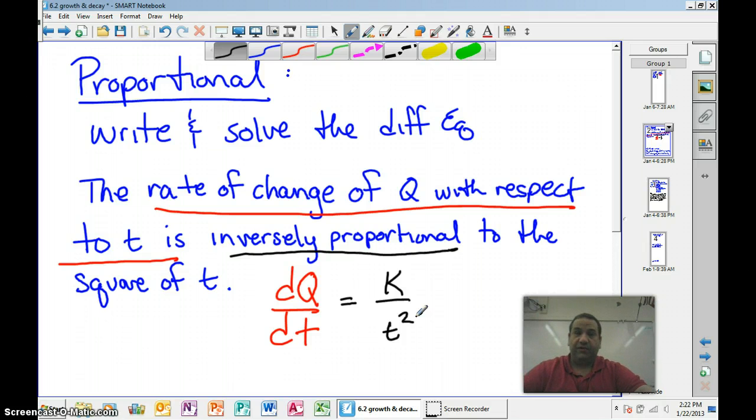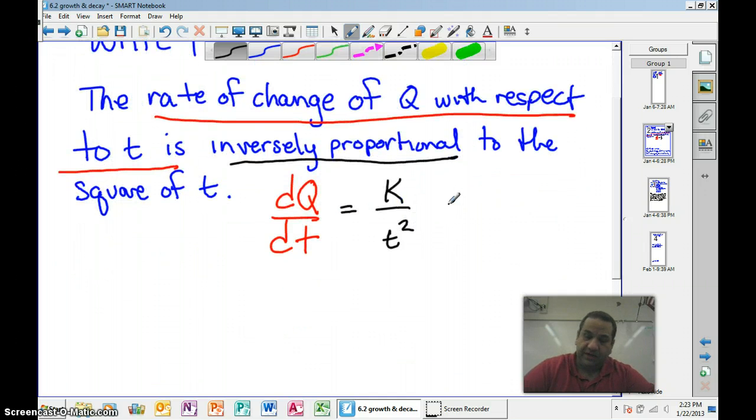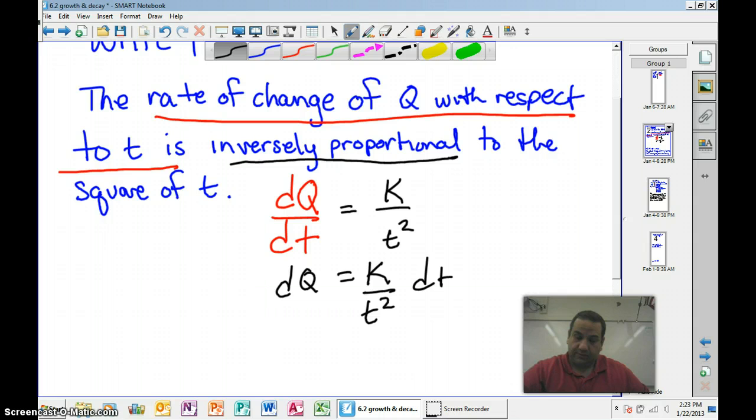So we just did the first part. We wrote the differential equation. Now we're going to solve it. To solve it, I'll move dt on that side. Okay, so I'll have dQ equals k over t squared dt. Makes sense? So now I'm going to go ahead and integrate.